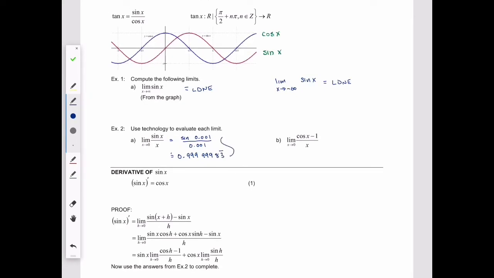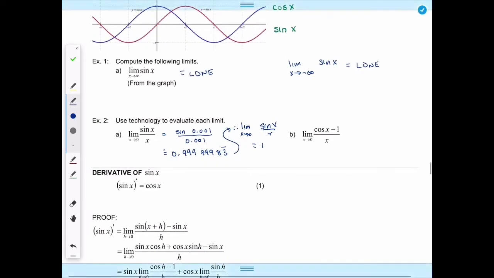So if we think about that logically, that is a number that's pretty close to 1. So I'm going to say that therefore the limit as x approaches 0 of sine of x over x is going to be equal to just 1.